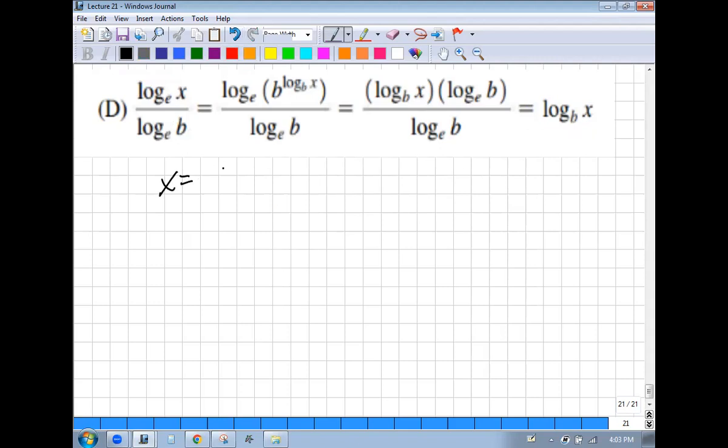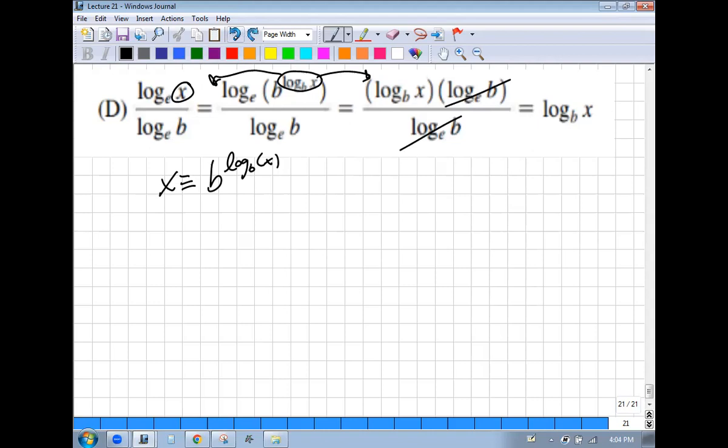X is b to the log base b of x, right? Those undo one another, right? So we're going to use that to rewrite this. We rewrite the x as b to the log base b of x. Now, this is an exponent, which means we can bring it out front. So that's why we have the log base b of x times the log base e of b. And that's the same thing that's on the bottom. So those cancel out and you just get the log base b of x.